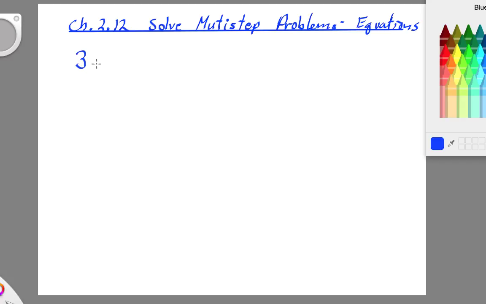So she has 3 cards with 64 gigabytes each. Okay, so hopefully you can read that. 3 cards with 64 gigabytes each. And she has 2 memory cards with 16 gigabytes of memory each. So we're going to write each of the important things down here.